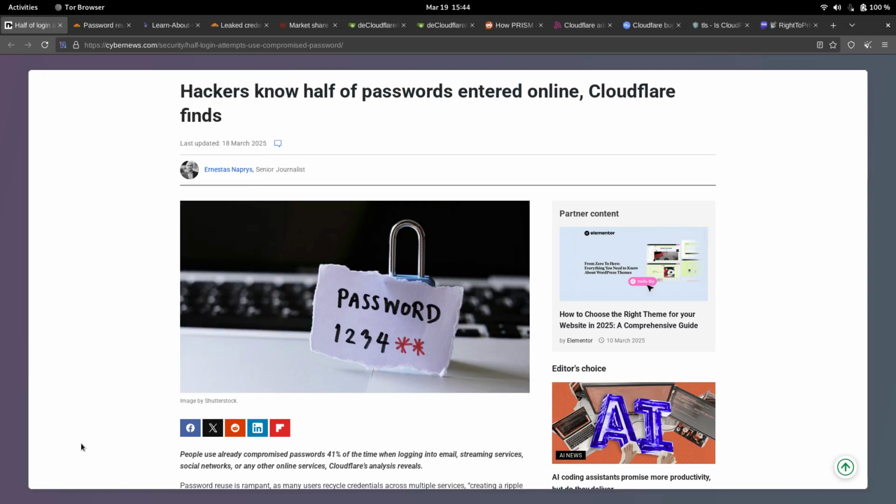What's going on, guys? So today we're going to be talking about Cloudflare, the good, the bad, and the ugly. So this report came out the other day that people are reusing their passwords a lot more than they should be. And really, you never should be, for various reasons.